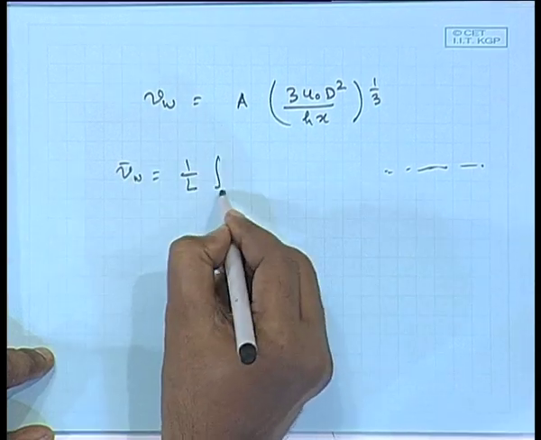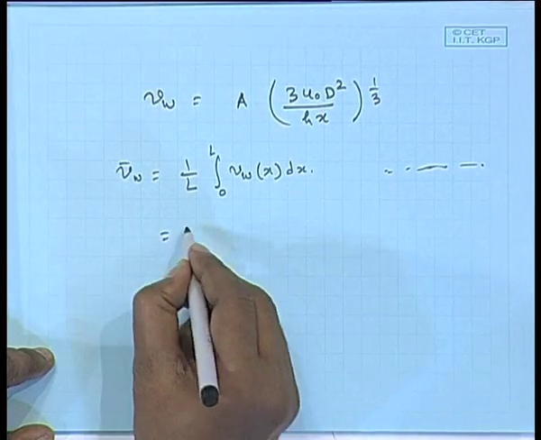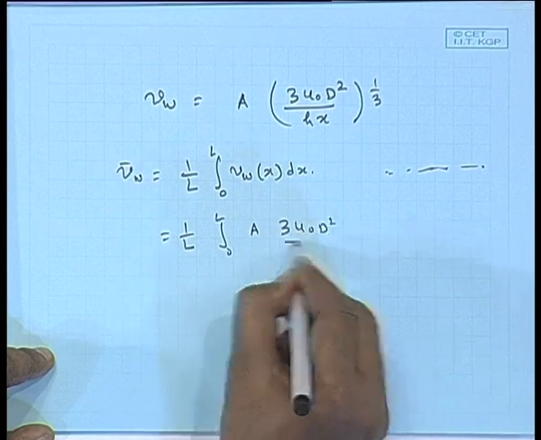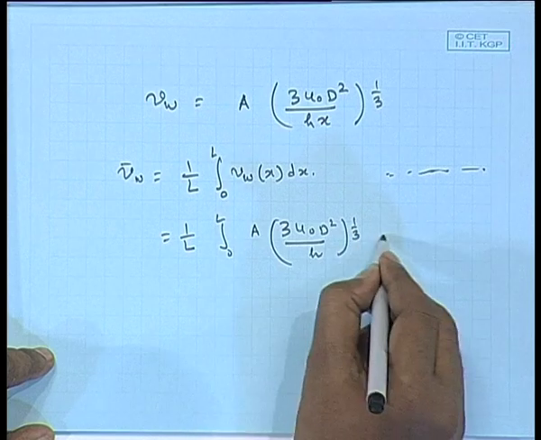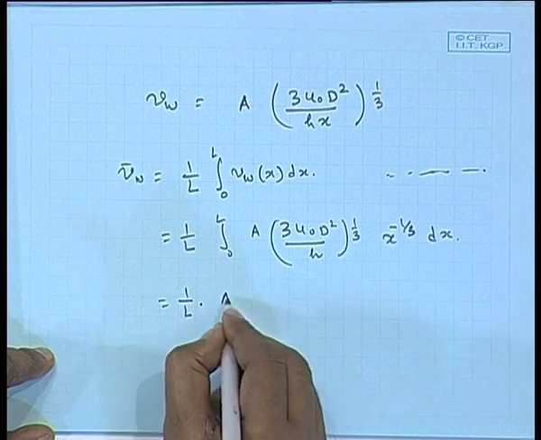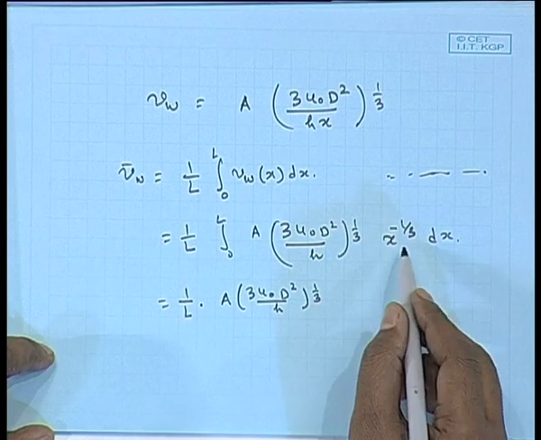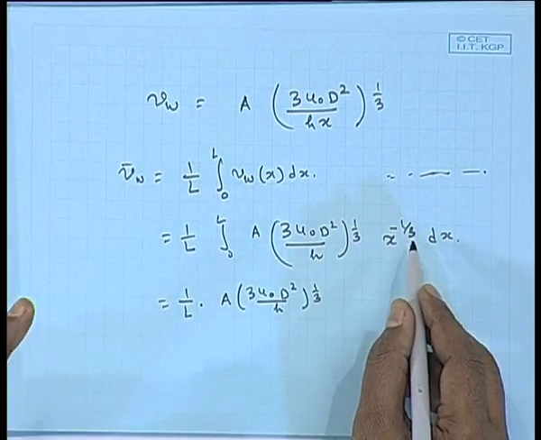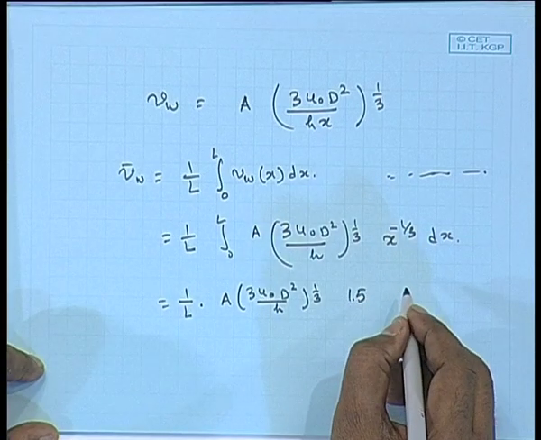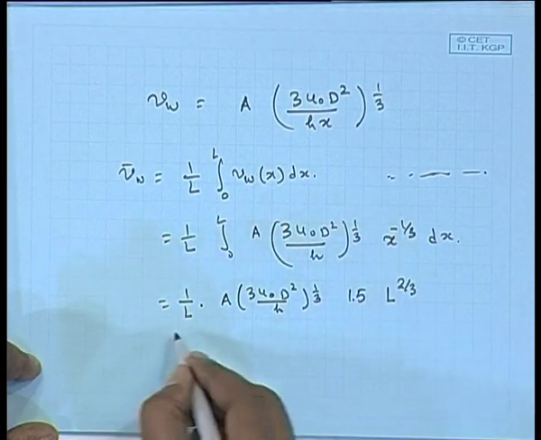1 by L, integral from 0 to L of VW as a function of x. So, 1 by L, integral 0 to L of A times (3 u0 d square by h) raised to the power 1 upon 3, times x to the power minus 1 upon 3, dx. So, it will be 1 over L, A times (3 u0 d square by h) raised to the 1 upon 3. This will be x to the power minus 1 upon 3 plus 1, so x to the power 2 by 3, L to the power 2 by 3, divided by 2 by 3, that is 1.5. That is correct? Okay.